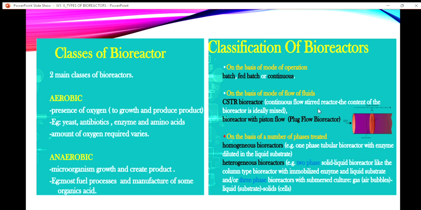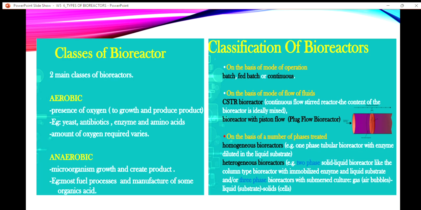Okay, the third one is based on the phases. Okay, you have a homogeneous bioreactor that only involves one phase. If you are in liquid form, it is only liquid. If you are in solid form, it's only a solid process. But for a heterogeneous bioreactor, it requires two phases lah, either solid liquid or liquid gas or gas liquid.